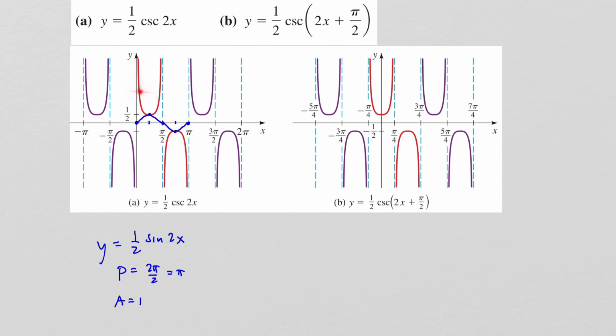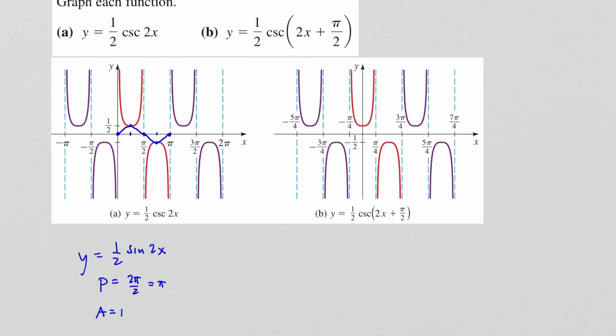And then these U-shaped sections of the graph always just come off the top of the sine graph or the bottom of the sine graph. So that's the easiest way to graph these things. The same thing is true for the second one here. So if I wanted to graph 1/2 cosecant of 2x plus pi over 2, I would first graph 1/2 sine of 2x plus pi over 2. And then that graph, of course, would look like this.